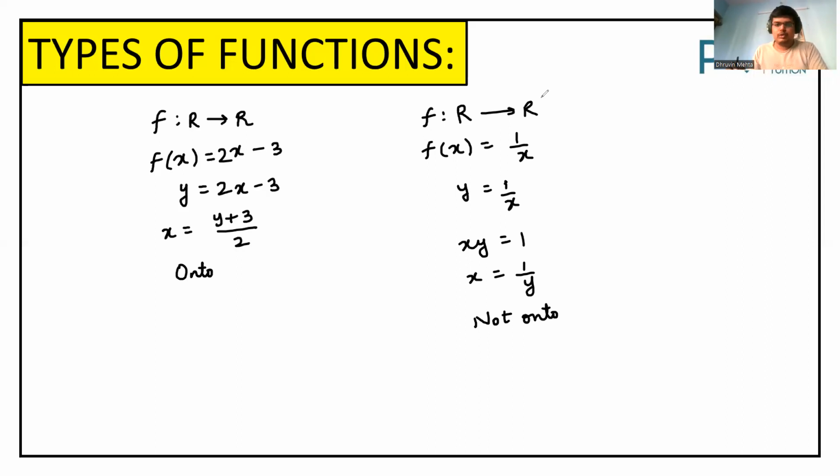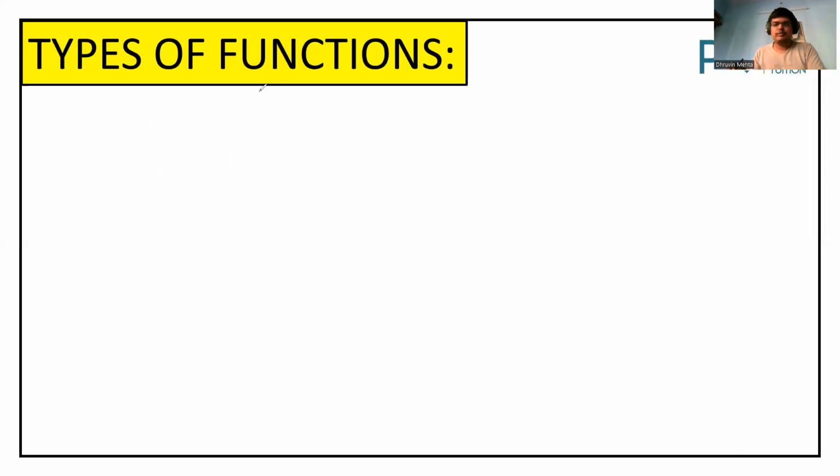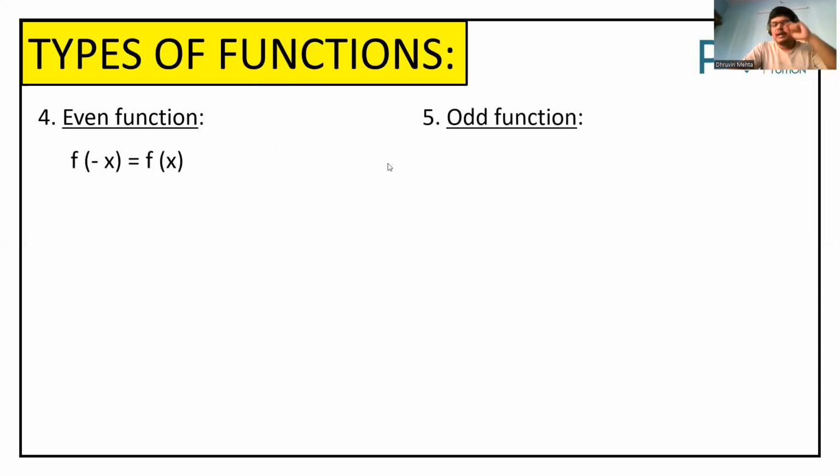Okay sir. So now let us proceed to the other types of functions. The next is even function and odd function. So an even function is a function where the definition is f of minus x is equal to f of x. So f of minus x equal to f of x simply means that when we replace x with minus x, we come back to the same function.